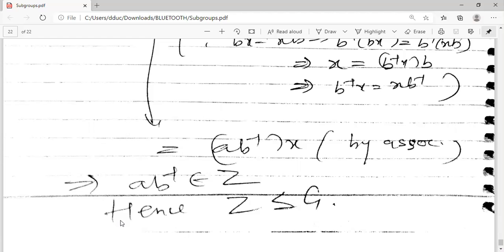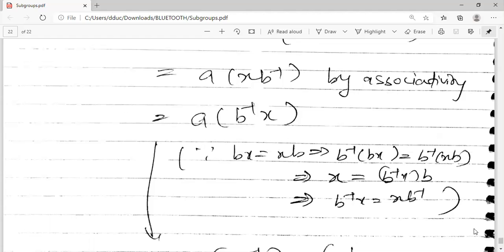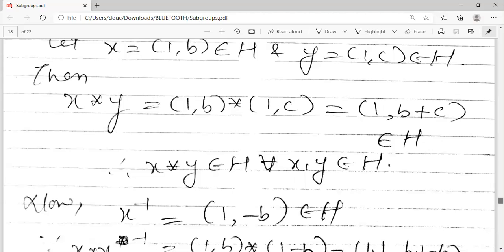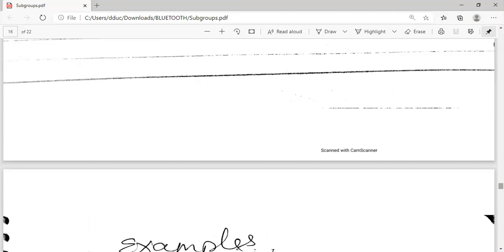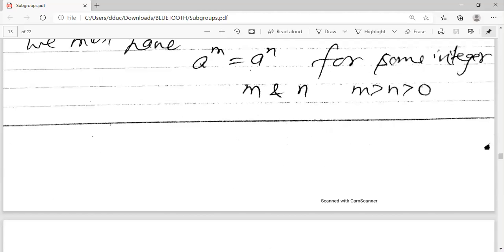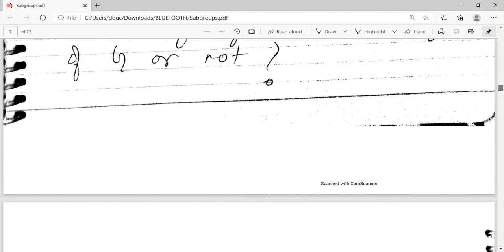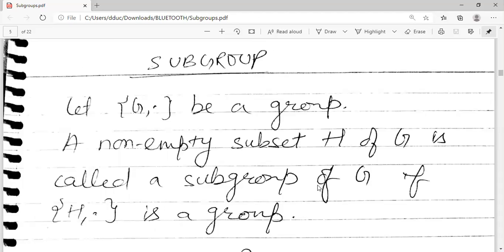So this is all about today's lecture, and what you have seen today is how to check whether a subset is a subgroup of a group or not. We have seen three types of tests: the one step subgroup test, the two step subgroup test, and the finite subgroup test. And we've seen some examples also of how we are going to apply those tests.